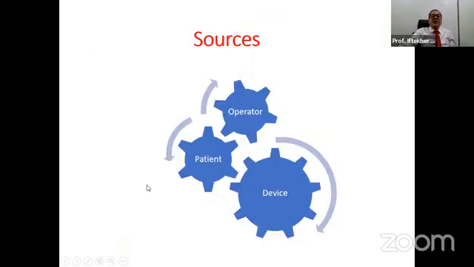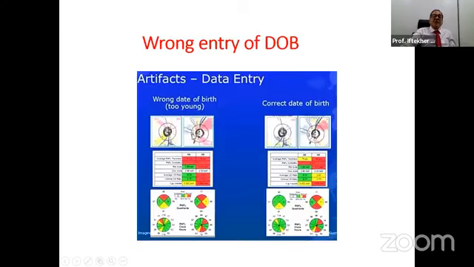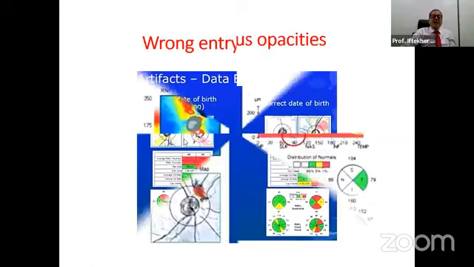Now the artifacts. Sources of artifacts are the operator, the patient, and the device. Signal strength is one of the most important things. If it is less than 6, it can affect the nerve fiber layer. Eye movement, blinking, ocular surface, and ocular media, small pupil also affect the image quality. If the patient is not properly entered into the OCT machine, the data analysis will not be correct.